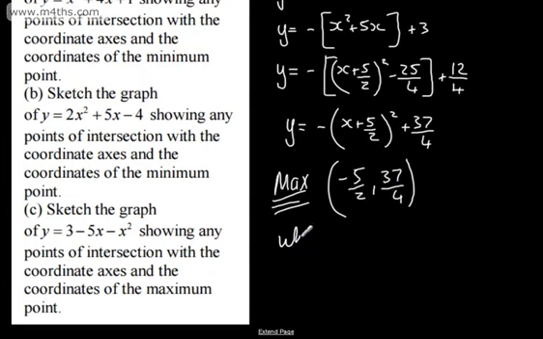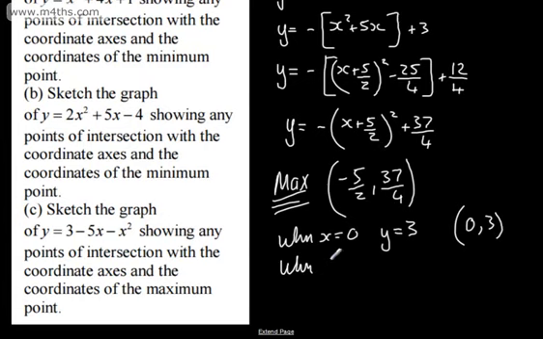Okay, when x is equal to 0, we can see that y is simply going to be equal to 3. If these two are 0, y is going to be 3. So that's going to cross the y-axis, sorry, at 0, positive 3.